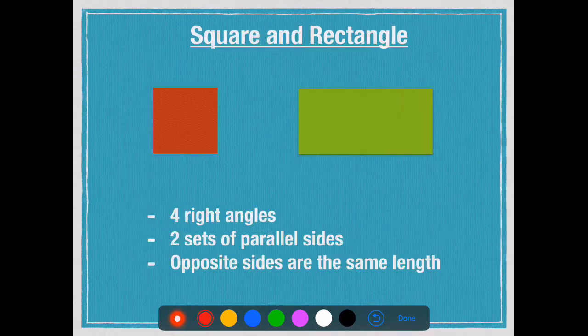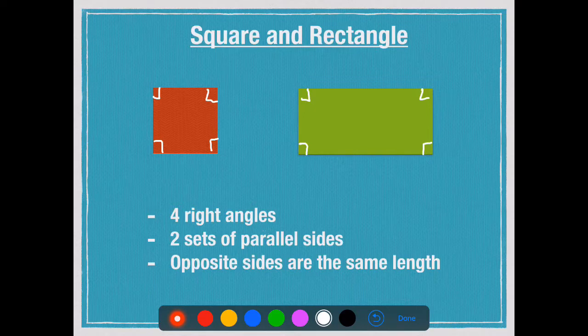We're going to start with a square and a rectangle. A square and a rectangle are 2 types of quadrilaterals, and they both have 4 right angles. When we talk about a right angle, we talk about a perfect square corner. If you were to put a piece of paper in there, it would fit perfectly. So here are the 4 right angles on a square, and here they are in a rectangle. Okay, those are 90 degrees.